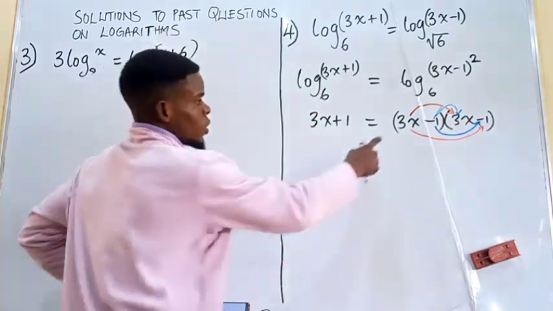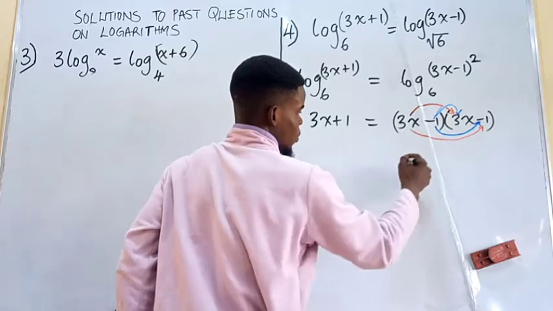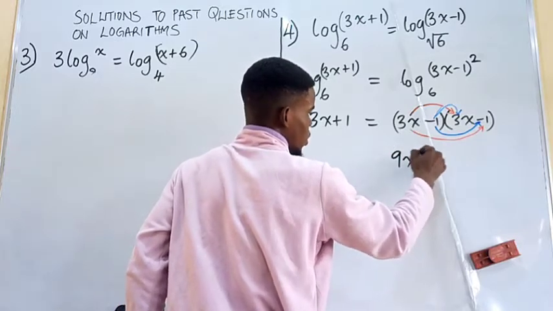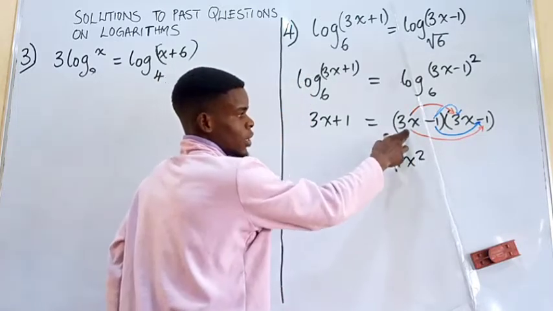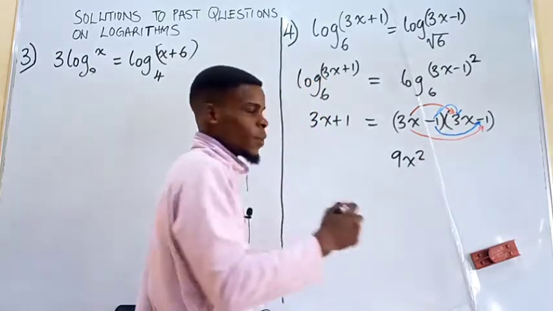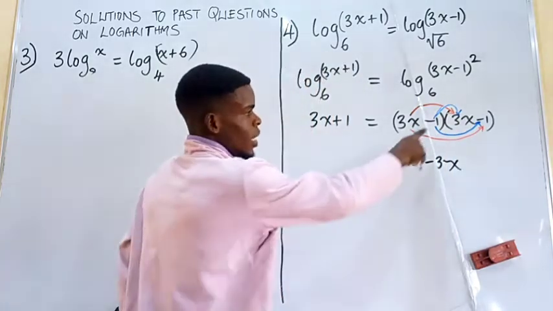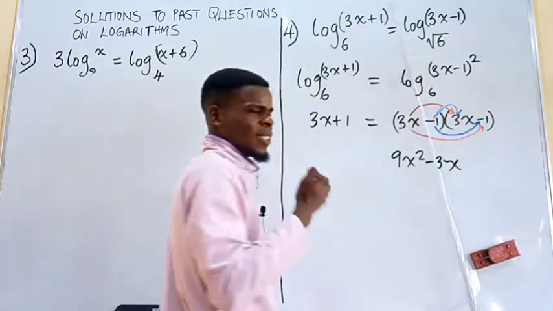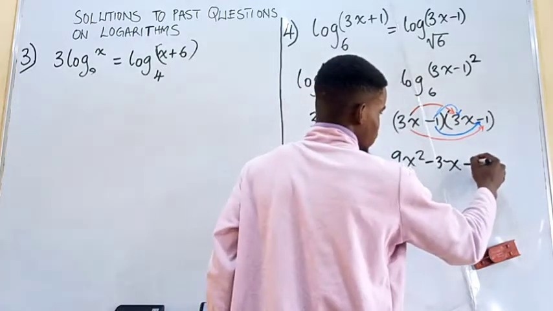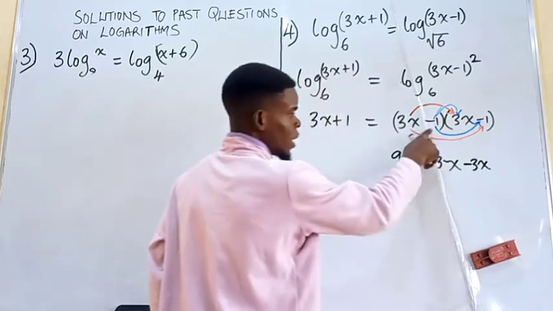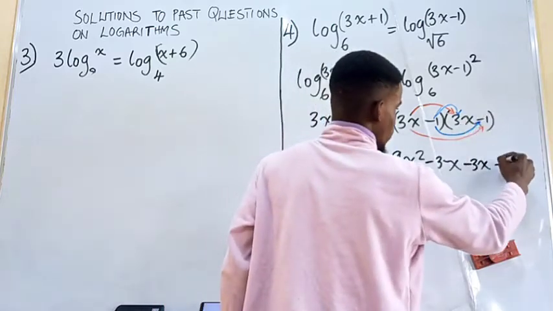So 3x times 3x, that's going to be 9x squared. Then 3x times negative 1, that's negative 3x. Again, negative 1 times 3x, that will be, again, negative 3x. And then negative 1 times negative 1, that will just be positive 1.